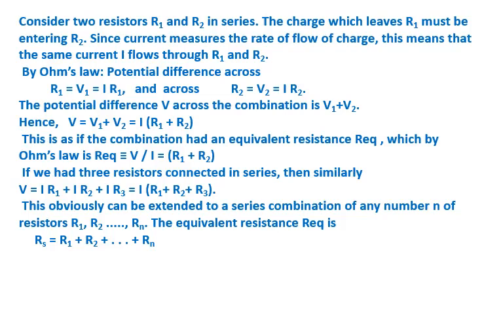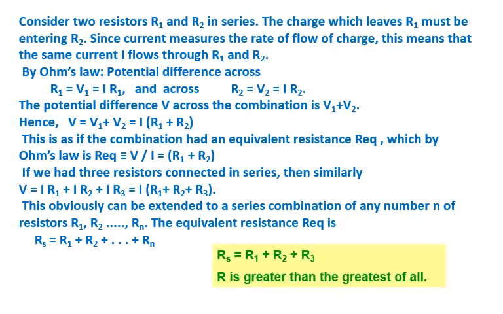So if you have n resistances, then the equivalent resistance in series combination will be Rs, where s is the subscript that denotes a series combination, and that will be equal to R1 plus R2 plus R3 and so on. And here Rs, the series combination, is greater than the greatest of all. That means if you have R1 equals 1 ohm, R2 equals 2 ohm and R3 equals 3 ohm, then Rs will be equal to 1 plus 2 plus 3, that means 6 ohm, and 6 ohm is greater than 1, 2 and 3 ohm. Or you can take any other example.